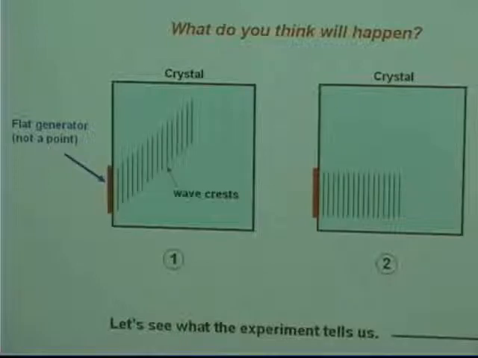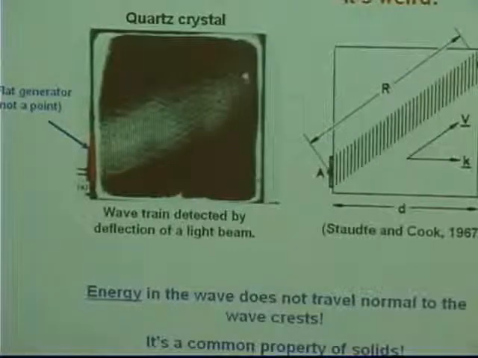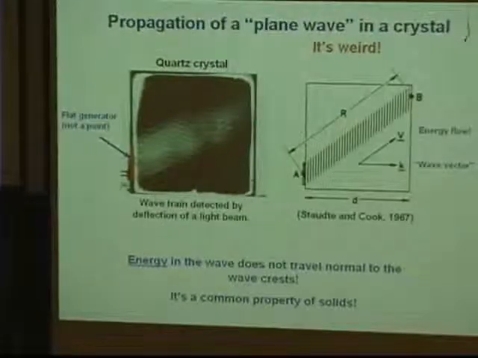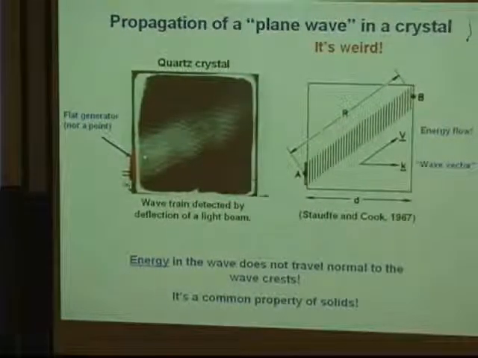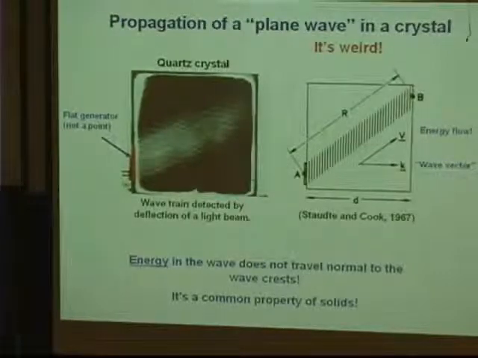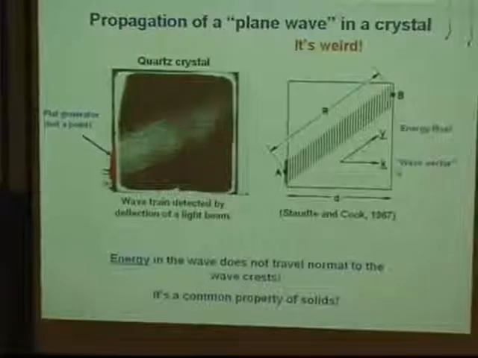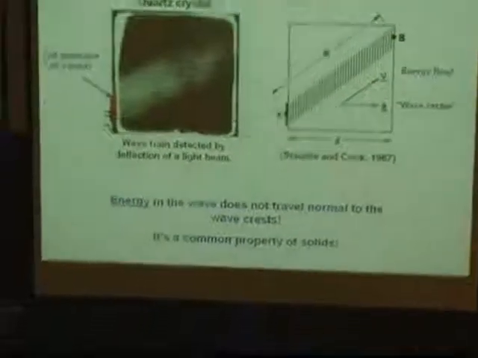Okay. Well, actually, here is what I call a very surprising result. This is the experiment that was done by Stout and Cook in 1967. And it shows that the wave in this quartz crystal goes off in a direction which is not normal to the wavefronts. Okay? That's really interesting. I've drawn a picture of it over here. The energy flow is not in the same direction as the wave vector, which is normal to the fronts.